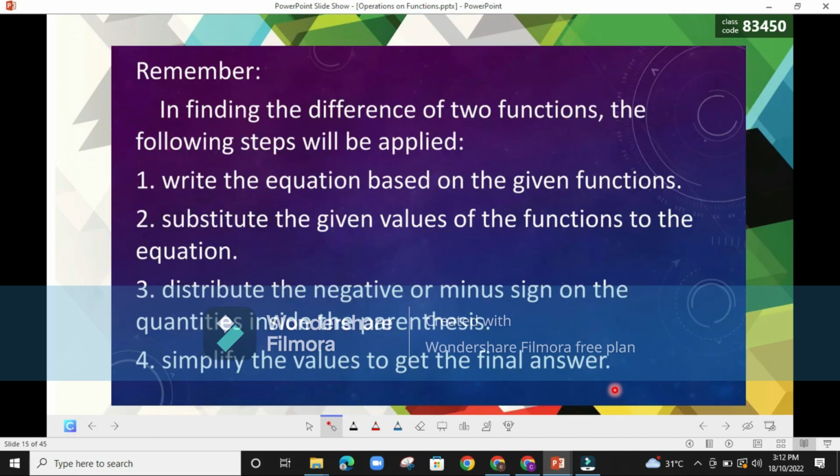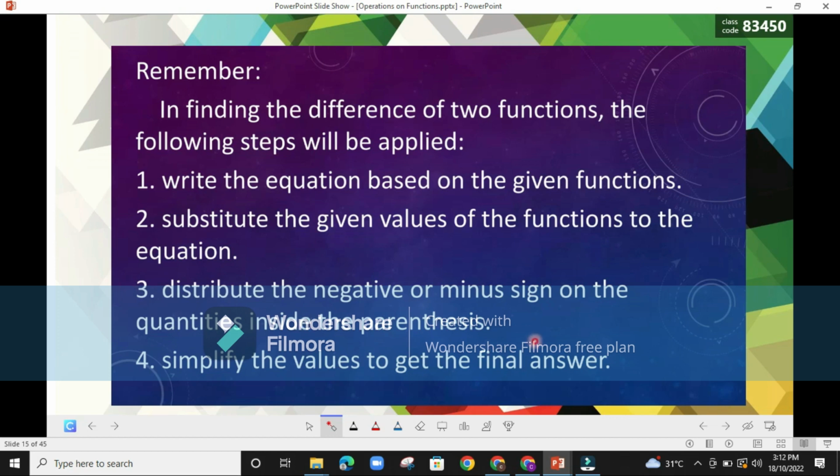Okay, so there are steps that you have to remember in getting the difference of two functions. So in finding the difference of two functions, the following steps will be applied. Number 1, write the equation based on the given functions. Number 2, substitute the given values of the functions to the equation. Number 3, distribute the negative or minus sign on the quantities inside the parentheses. Number 4, simplify the values to get the final answer.